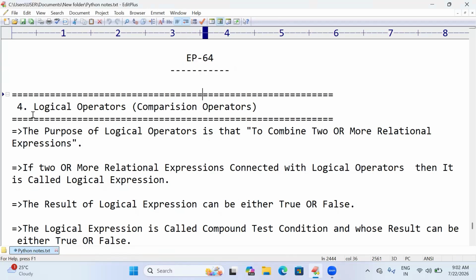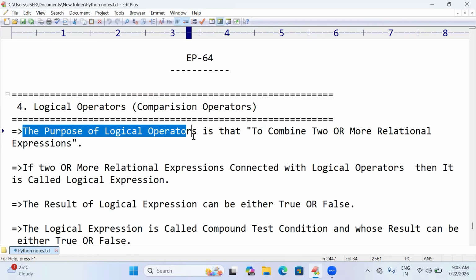In today's episode, we are going to discuss logical operators. Logical operators are also called comparison operators. In the previous episode, we discussed the relational operators, right? Those relational operators and these logical operators are both called comparison operators. So let's see what these logical operators are.